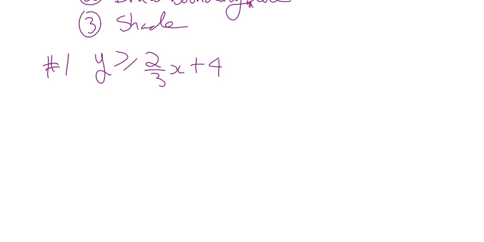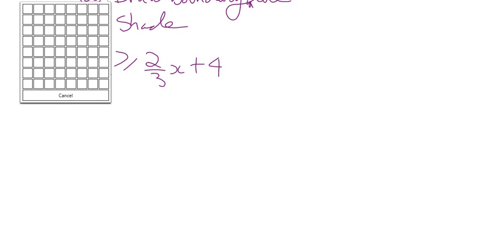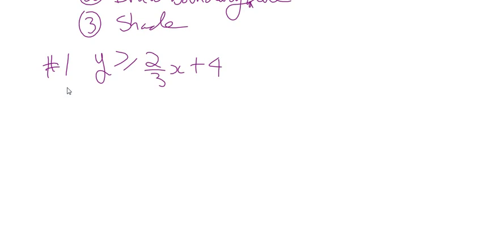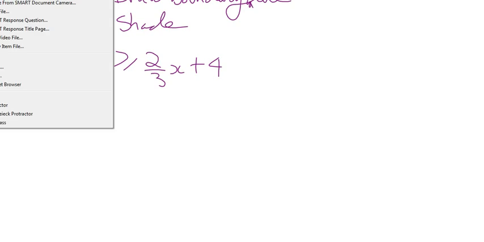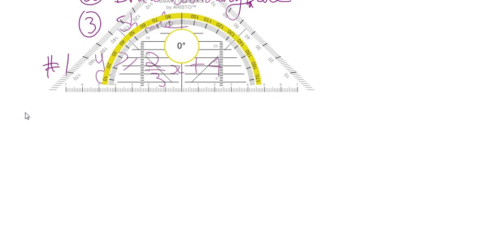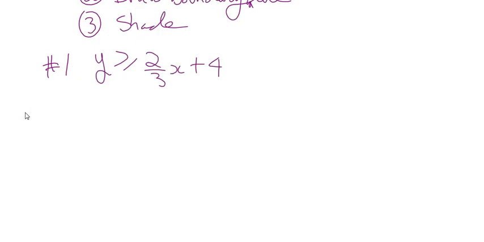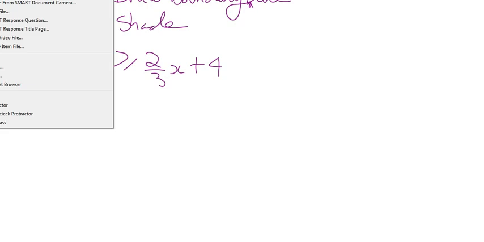Okay, so we want to graph y is greater than or equal to 2 thirds x plus 4. Let's see, can I pull up a grid? That's a table. How would we do a table? It's the same as the grid, it's okay. Get rid of that. It's too big. I don't know, can I insert a grid? Blank page, protractor, ruler, geodrive. What the heck's a geodrive? Ah, that's kind of cool. I'm so hungry. No grids. Ah, we'll just fake it.